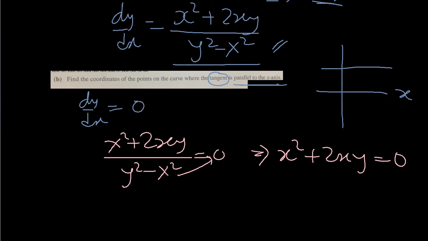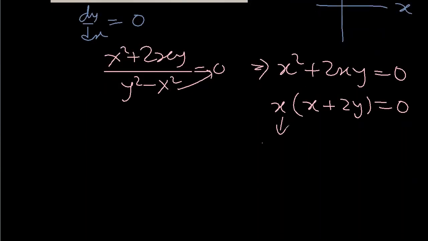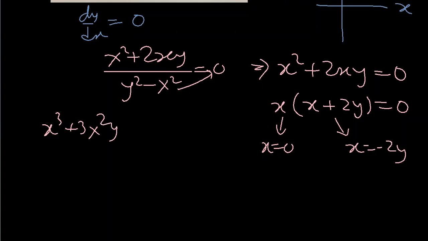We can factor this. What can we factor? x. So we are left with x times (x plus 2y) equal to 0. Two parts are multiplying equal to 0. That means either x is 0 or x is equal to minus 2y. These are the two stationary points where the tangent is parallel to the x-axis. So now, our equation was this: x cubed plus 3x squared y minus y cubed equal to 3.